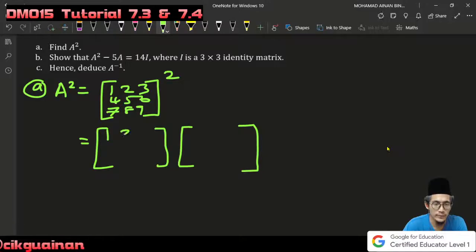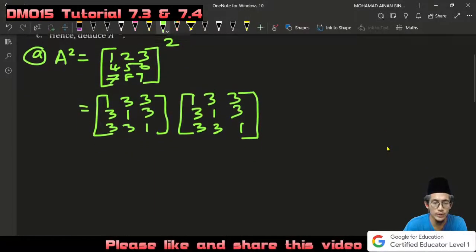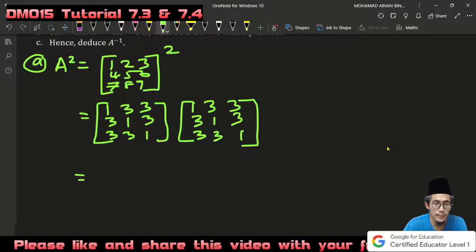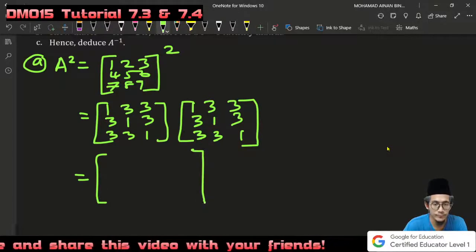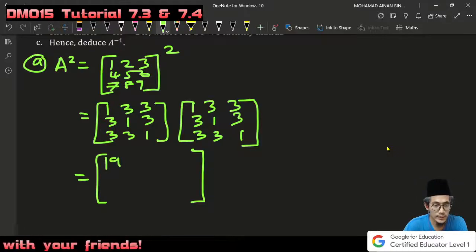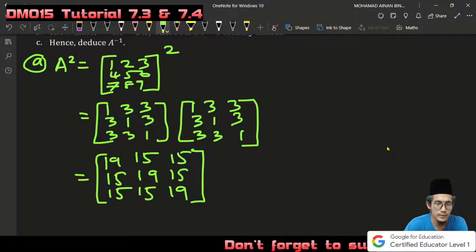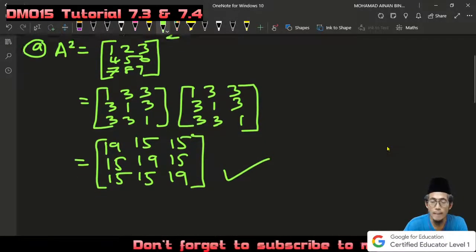Okay, so 1 3 3, 3 1 3, 3 3 1. Pun ini pun sama, 1 3 3, 3 1 3, 3 3 1. Okay, so this one you have to be careful, and then this one kamu darab lah. Okay, you can use a calculator kan. Okay, so it's 19, the diagonal is 19, then it's 15 the rest. Okay, I've just memorized the answer. Okay, so this is part A.